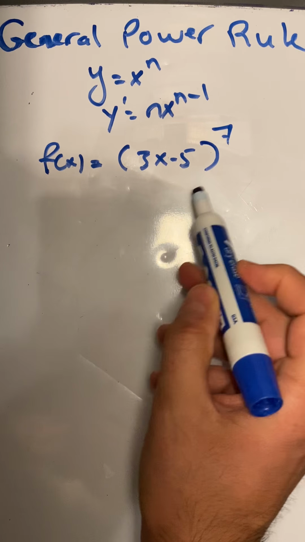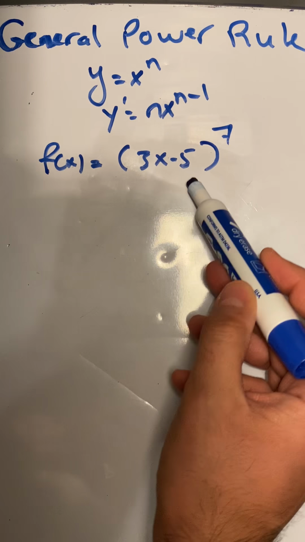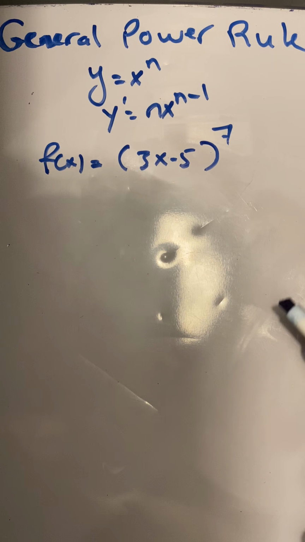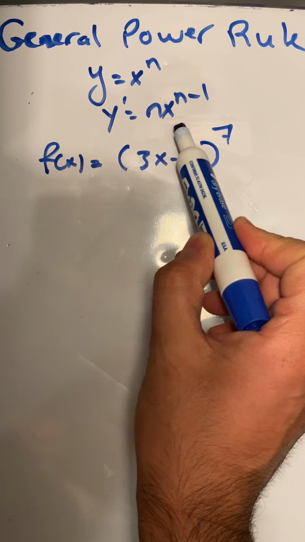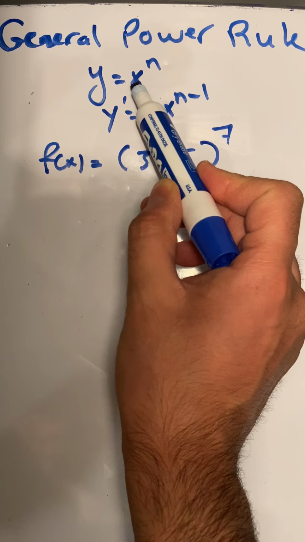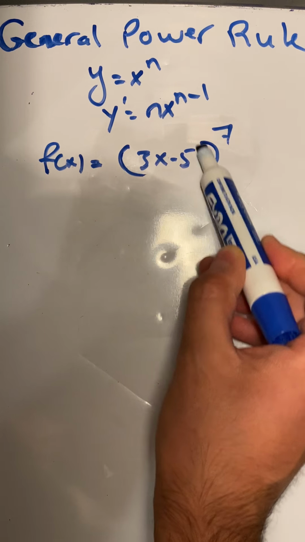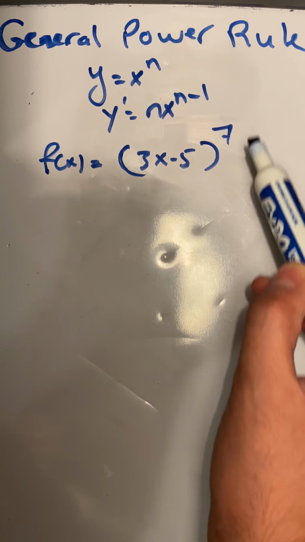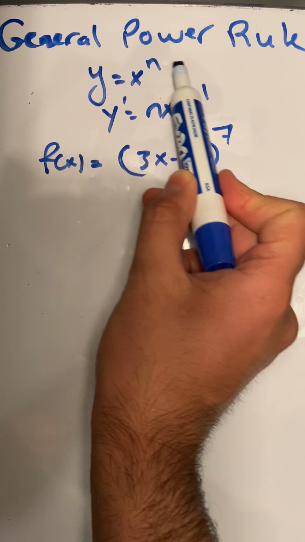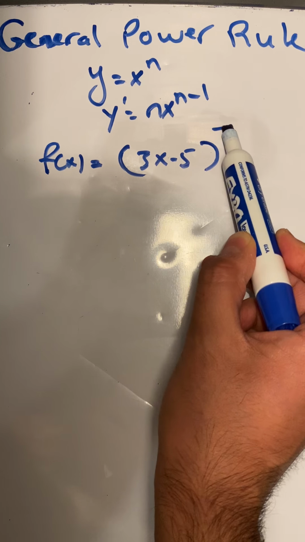So this is a general power rule. Why do we call it general? Because it is not like x to the power n. It's not a variable to a power. It is a function raised to a power. That is what we mean by a general power rule. Now I'm going to show you a very fast way to do it.